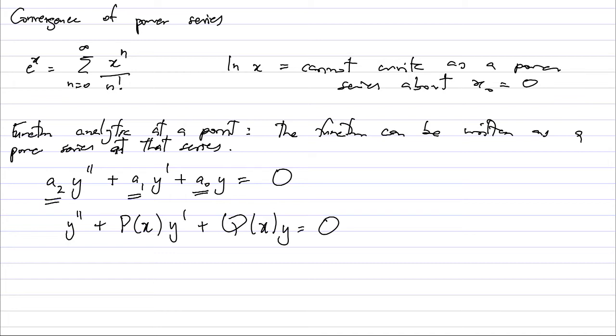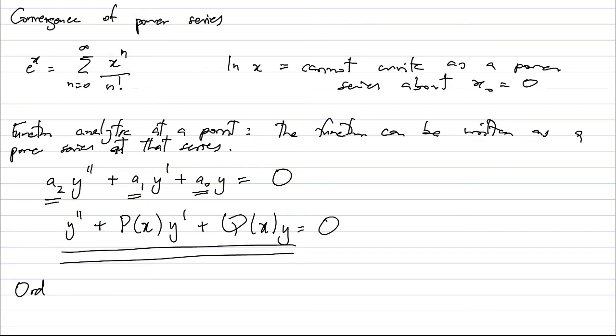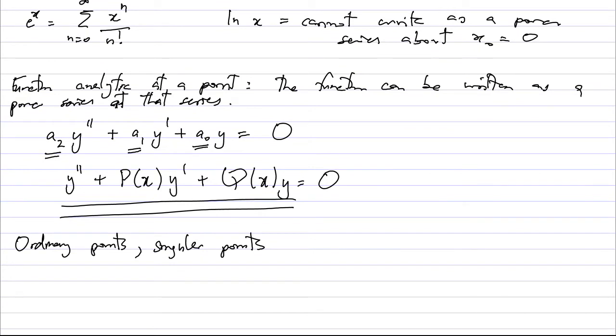Now you have to study such a differential equation. p of x and q of x can be any functions. For example, p of x can be x, it can be x square, it can be cosine of x, and so on and so forth. You have two kinds of points: ordinary points and singular points for the differential equation. Ordinary points of the differential equation are those points at which the function p of x and the function q of x are both analytic. In other words, p of x and q of x are both well behaved.